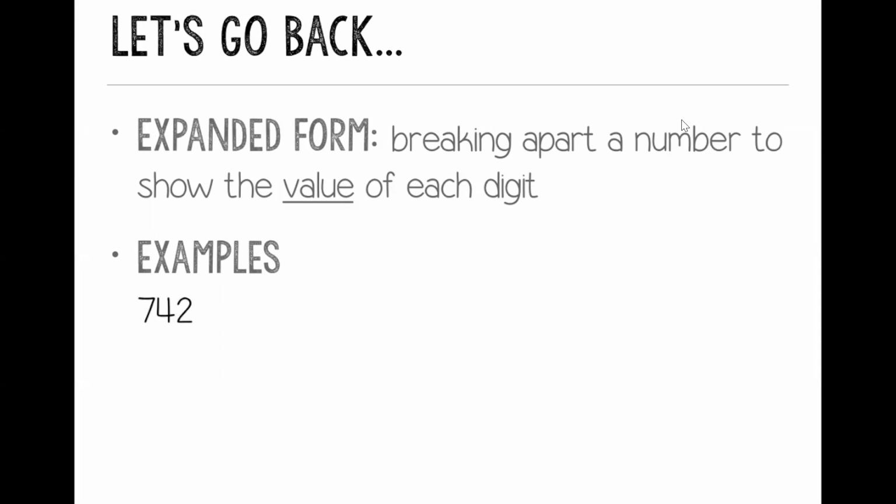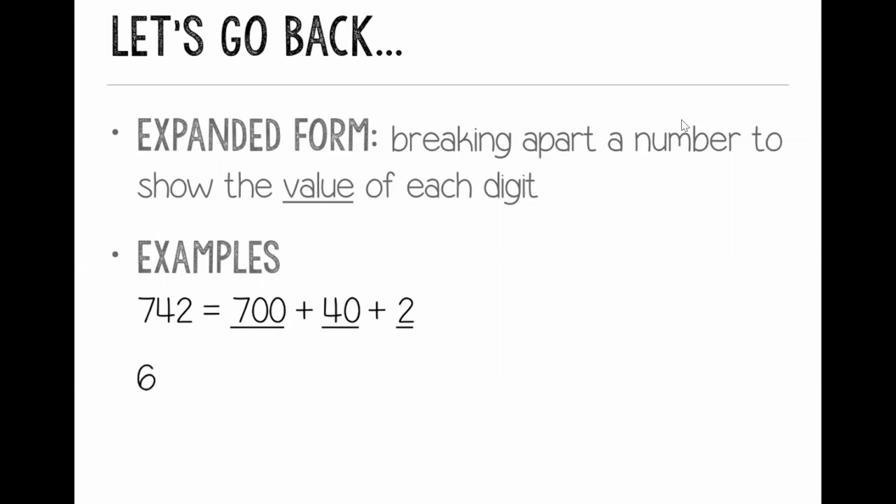If I'm working with the number 742, I have to show what each digit is worth. So I look at my first digit that's in the hundreds place, 7. So it's 700. Then I look at my tens place and there's a 4. So 4 tens is the same as 40. And I look at my ones place, it's a 2. So I have a 2. So 742 is the same thing as 700 plus 40 plus 2.